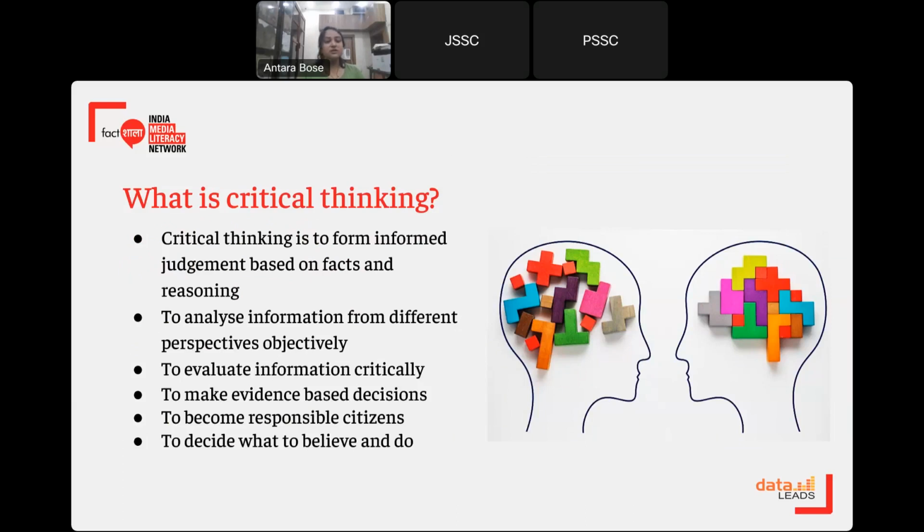So, what is critical thinking? Critical thinking is to form informed judgment based on facts and evidence or reasoning. So you must tell your children also, "सोच के करो, जो करो सोच के करो." "मम्मी पापा आप अपने बच्चों को भी बोलते होंगे कि 10 बार सोच लो करने से पहले." So this is what critical thinking is in common, easy terms: to analyze information from different perspectives objectively, to evaluate information critically, to make evidence-based decisions. "ऐसे नहीं कि हर कोई कर रहा तो मैंने भी कर दिया."